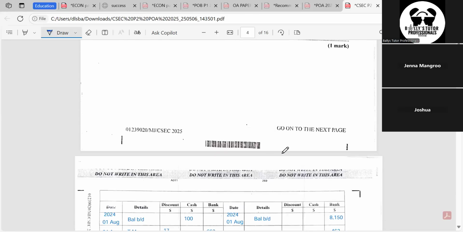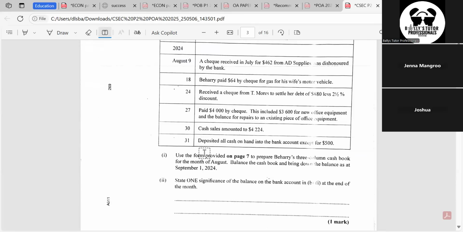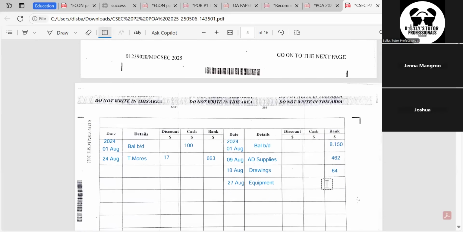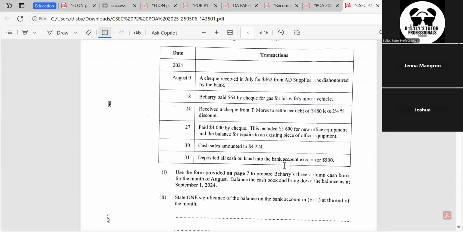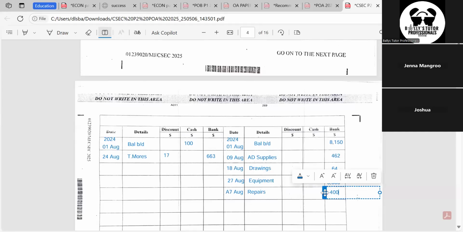You understand? Yes. So you come here, 27th of August. We'll do the equipment first. How much did you pay for the equipment? 3,600, right? And it was by check. So under which column? Bank. And then how much money would have been paid for the repairs? 400. Right. 27th of August, repairs, 400. You have to separate it because it's two different things, right?